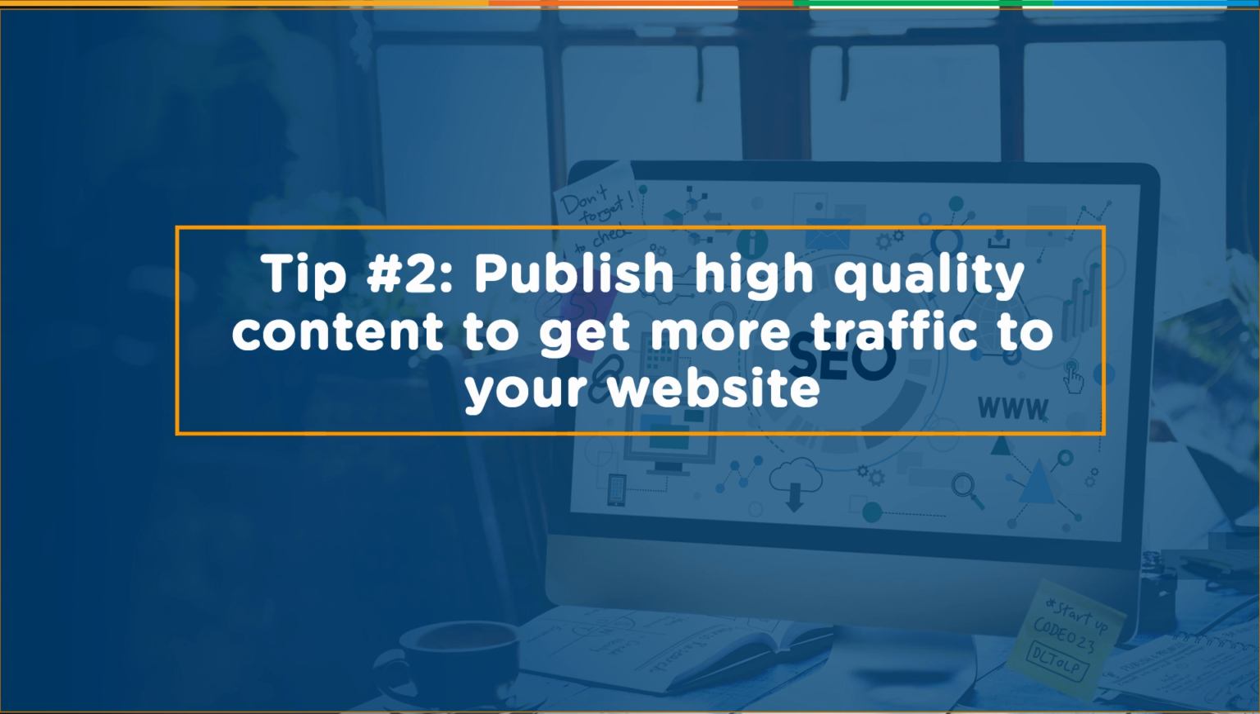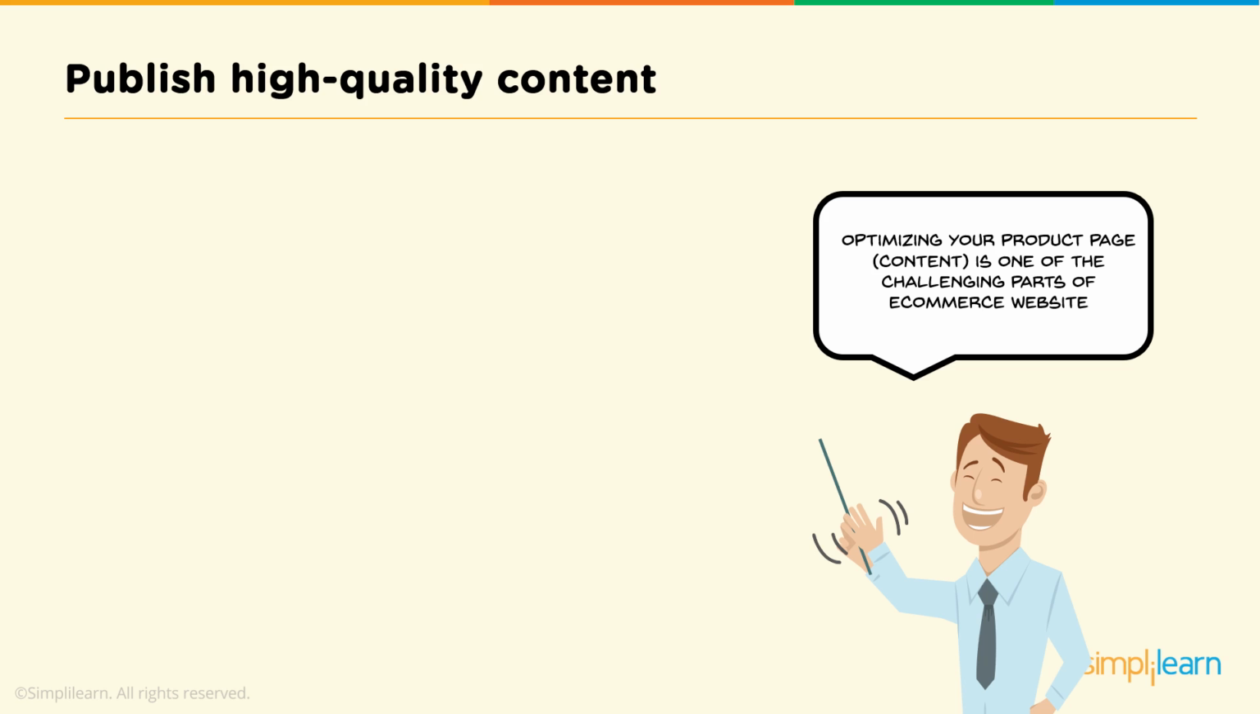Okay, let's talk about tip number 2, which is publish high quality content to get more traffic to your website. So it's all about content. We've already done the keyword research. We still need to merge the two. But when we talk about merging the two, it's not just building content around those keywords. It's much more than that when it comes to SEO. And so that's why we always talk about high quality content.